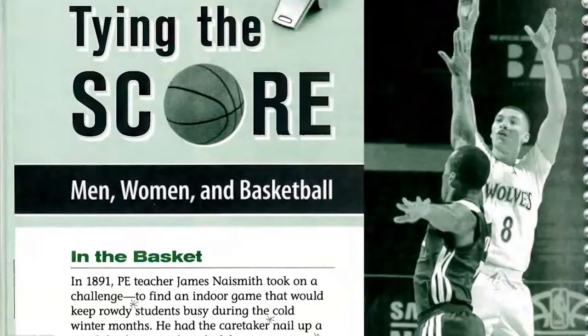So follow along. You will need your Making Meaning workbook, open to pages 8 and 9, and you will also need a pencil. Okay, so right now you should have your Making Meaning workbook open to pages 8 and 9, and you are looking at the text Tying the Score. This was the text that we were introduced to yesterday.